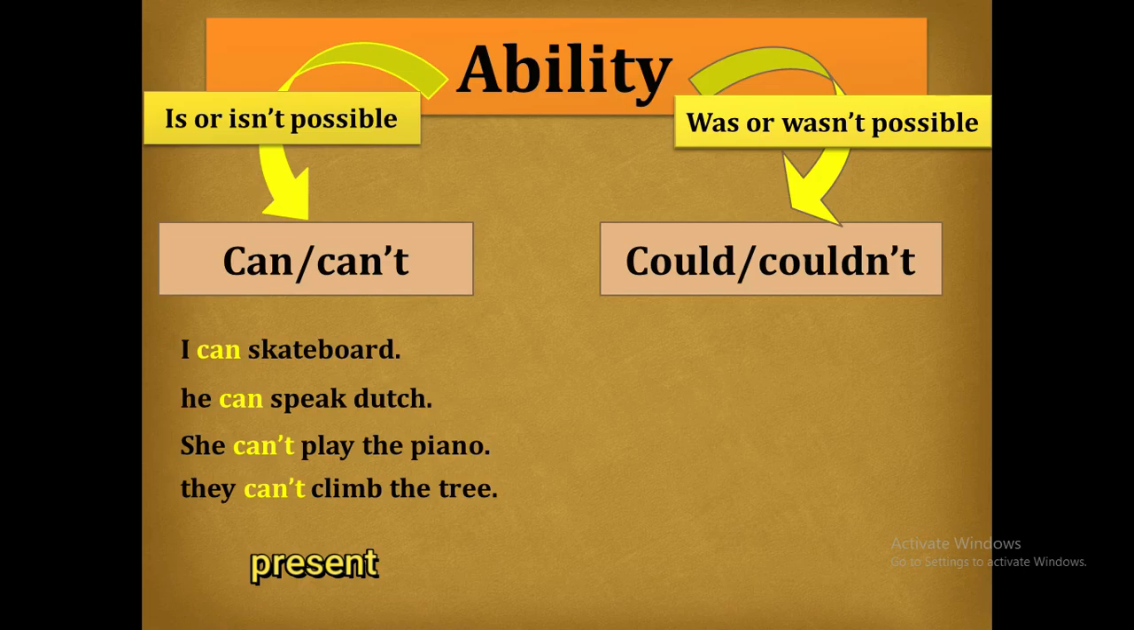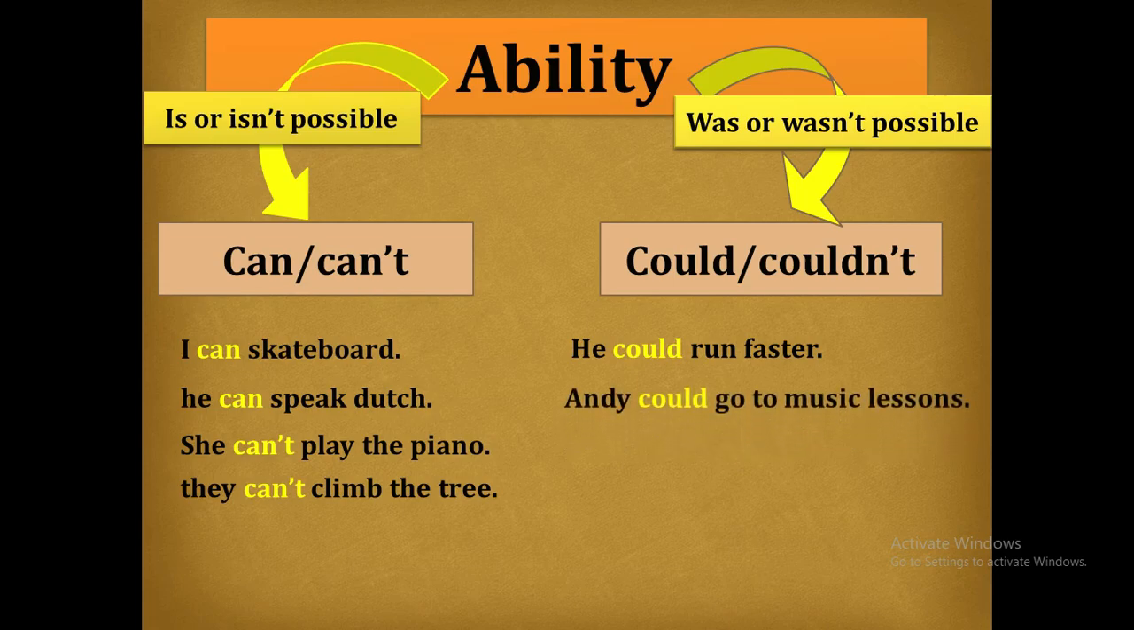The first two sentences, I can skateboard, he can speak Dutch, are in the affirmative form. She can't play the piano, they can't climb the tree, are in the negative form. And you can notice that the verb that comes after the modal verbs can and can't are all in the infinitive. Look at the following examples. He could run faster, Andy could go to music lessons, Jack couldn't read well when he was 7. So these three sentences express ability in the past. Means something that someone was able to do in the past.